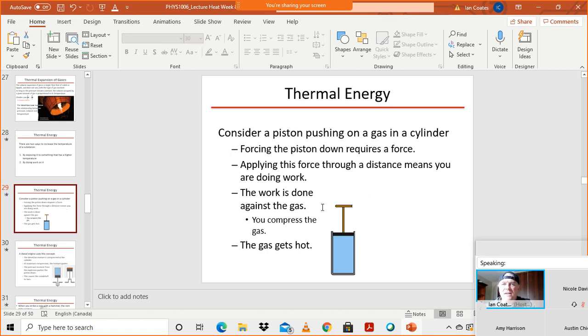Thermal energy. If you consider a piston pushing down on a gas in a cylinder, forcing the piston down requires a force. Applying this force through a distance, okay, means you are doing work. Work is equal to F times d, force times distance, right?